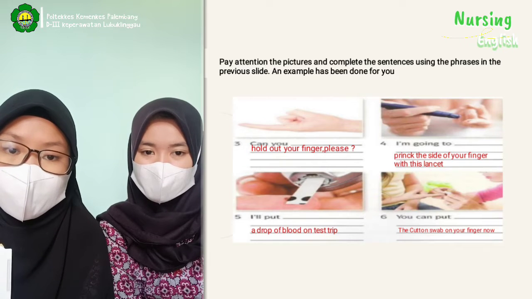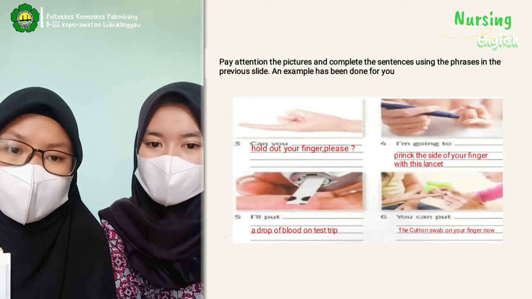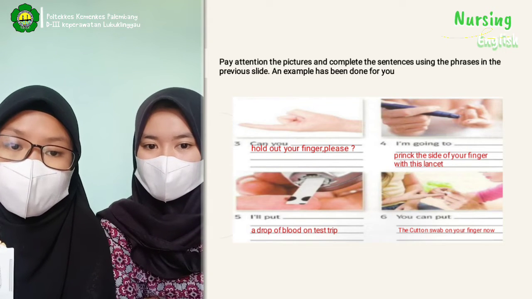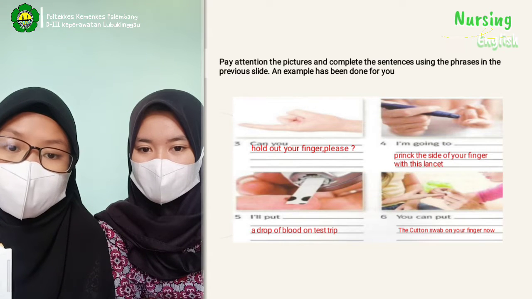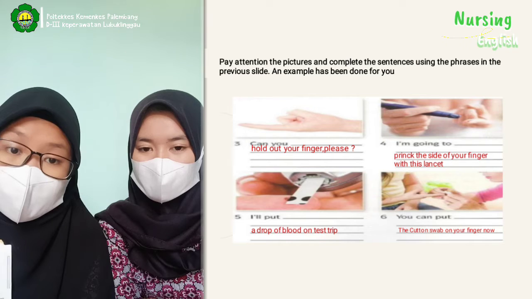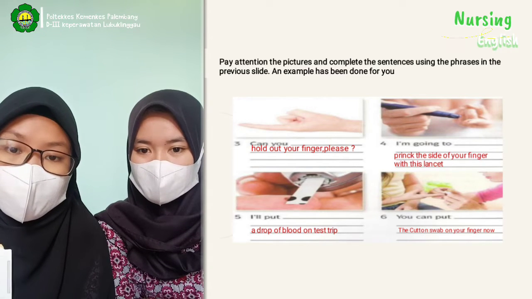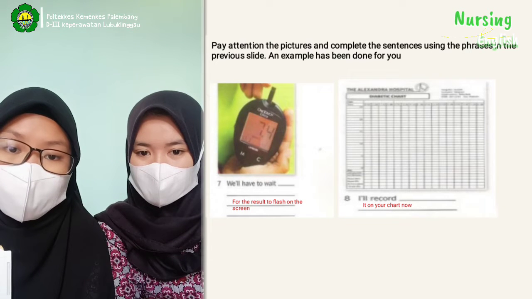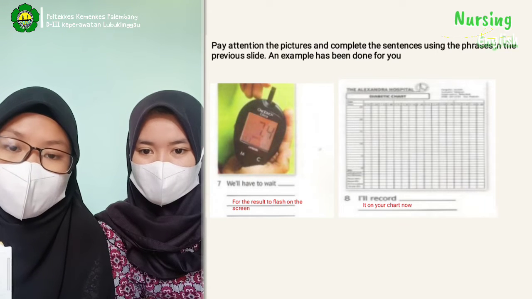Number 3. Can you hold out your finger, please? Number 4. I'm going to prick the side of your finger with this lancet. Number 5. I'll put a drop of blood on the test strip. Number 6. You can put the cotton swab on your finger now. And number 7. You will have to wait for the result to flash on the screen. And I'll record it on your chart now.